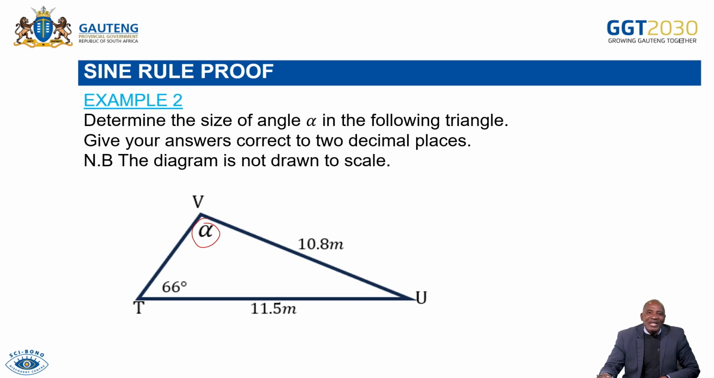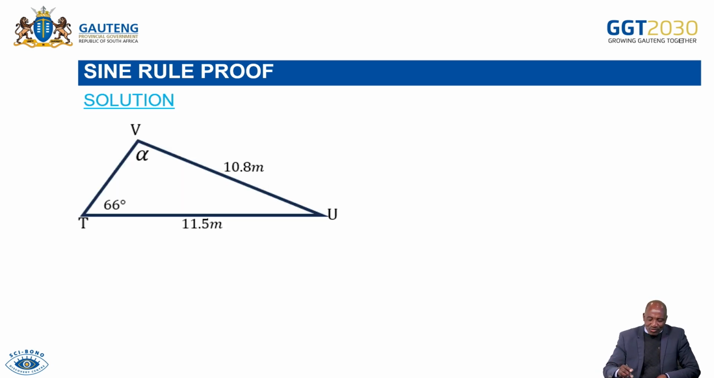This time around, we can't apply the sum of the interior angles of a triangle because there is only one angle that is known, angle T, 66 degrees. So again, we are given two sides and an angle opposite one of them. We can as well apply our sine rule. Let's proceed and have a look at how we apply it.